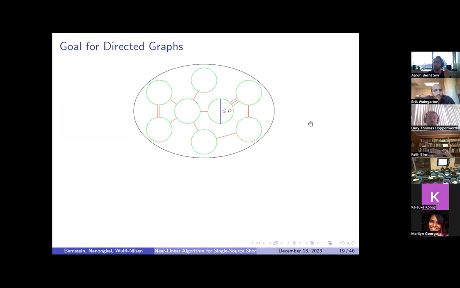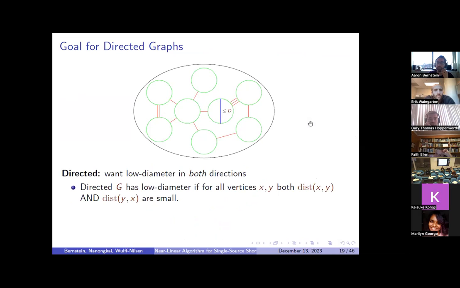So let's talk about what the goal would be for directed graphs. Well, this is what we had for undirected graphs. And now in directed graphs, we again want clusters of small diameter. But now what does small diameter mean? Well, two vertices should be in the same cluster if they're close in both directions. So we want small diameter in both directions. So ideally, we would have something like this: a bunch of small diameter clusters, where everyone can reach everyone in both directions, and then a small number of intercluster edges.